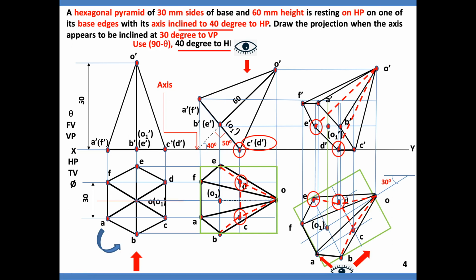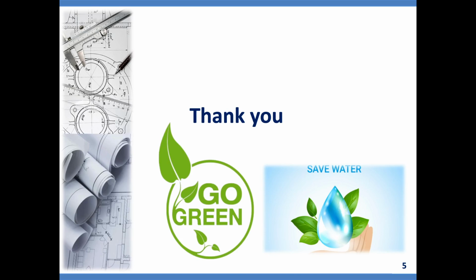Hope you understood how to solve when a solid, here a hexagonal pyramid, is inclined to both HP and VP by 6 views, and this sixth view is inclined to HP and inclined to VP. These are all the steps to draw this. Finally, introduce the axis. Thank you.